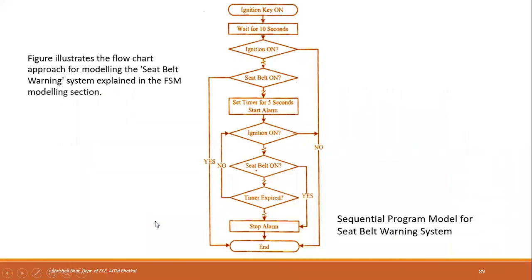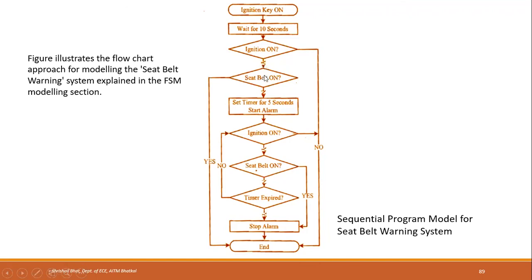The same thing can also be explained using a flow chart. The initial and end points in a flow chart are drawn using rounded rectangles. Initially we have ignition key on. Once the ignition key is on, we wait for 10 seconds. Then the conditional checks are written using a diamond box, right? After 10 seconds, again check if the ignition is still on.